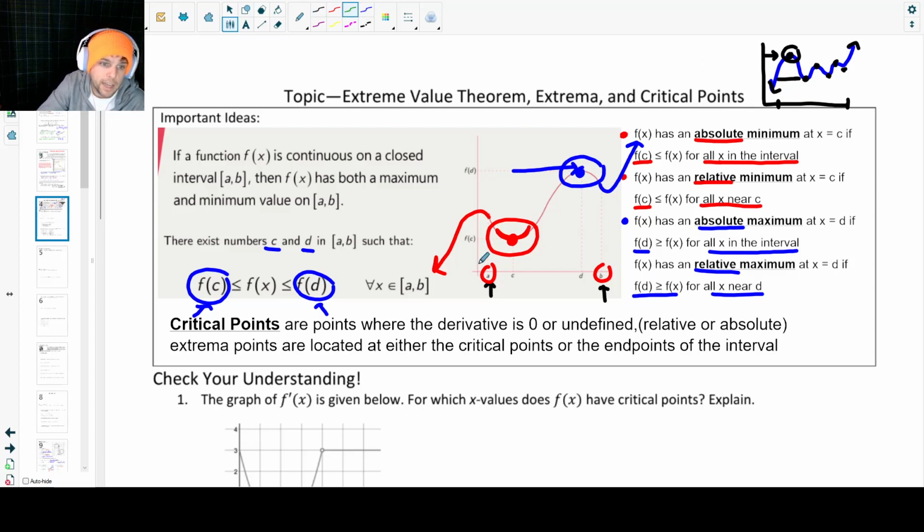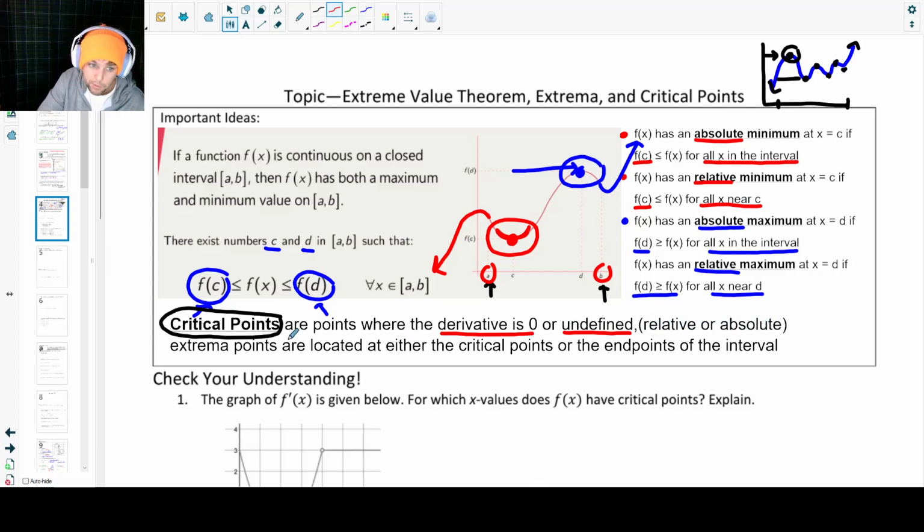All right, finally, kind of our last thing here, critical points. So critical points are going to be critical to a lot of the work that we do. It says critical points are points when the derivative is 0 or undefined. That's it. So a critical point of a function is when the derivative is 0 or undefined.